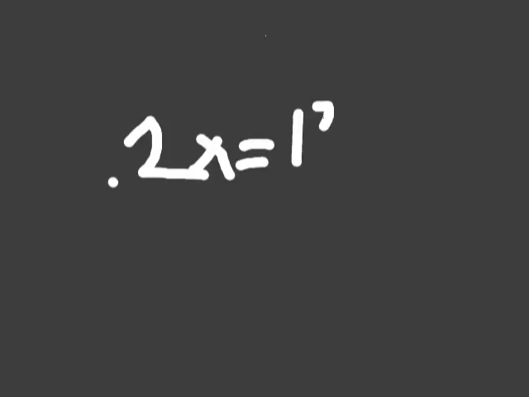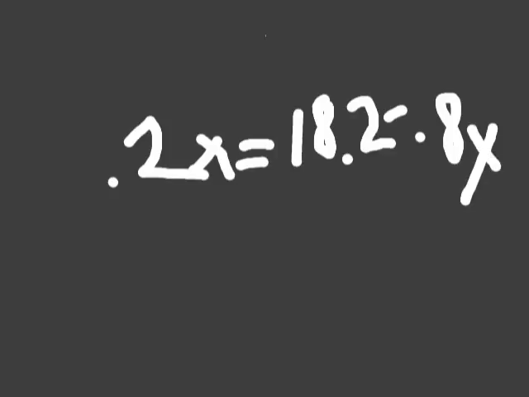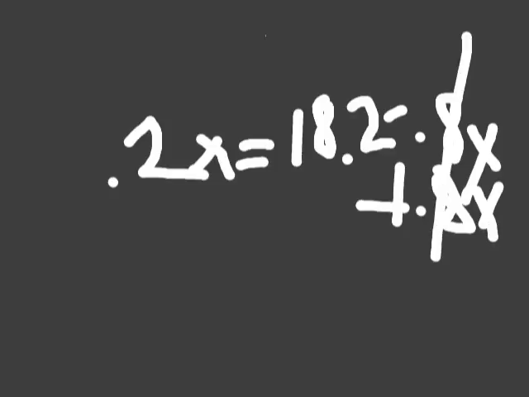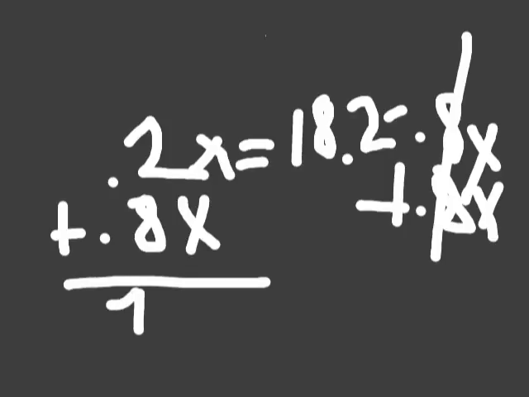And so, my next step, so what the equation should look like right now is 0.2x equals 18.2 minus 0.8x. And now, the next step should be to add 0.8x on both sides. So this would cancel out. And then you would add 0.8x to 0.2x, which would give you 1x.